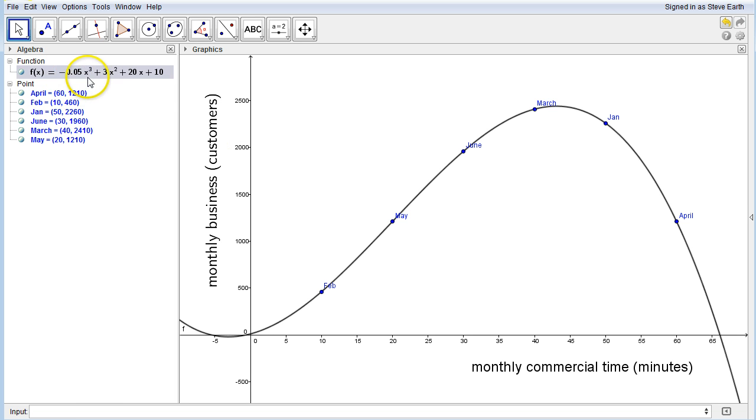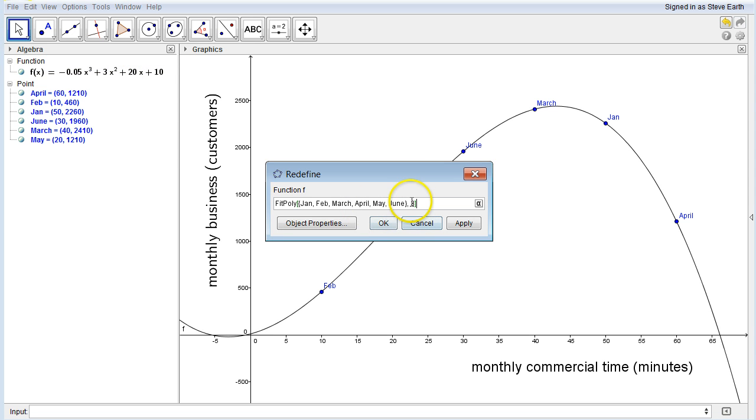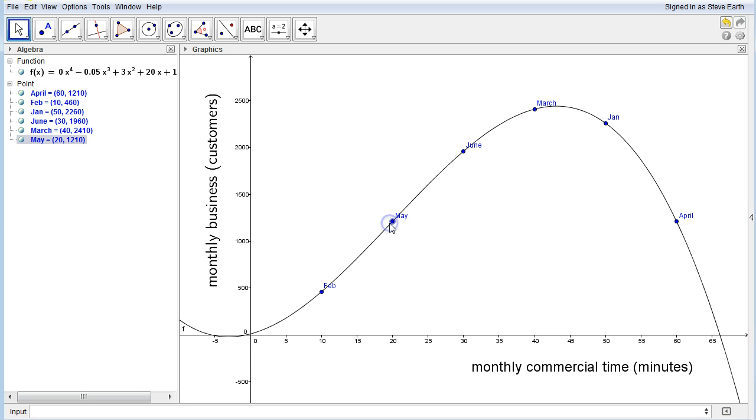So right now, this is our equation for the cubic. Negative 0.05x cubed, that's your capital A, plus 3x squared, that's your B, plus 20x, that's your C, plus 10, that's your D. All right, but let's try to use a 4th degree equation, so a quartic. So we're going to come over here, I'm going to double click, I'm going to say, hey, GeoGebra, make me an equation with degree 4 that's somehow better than this.